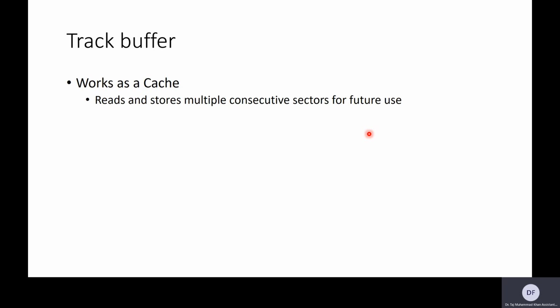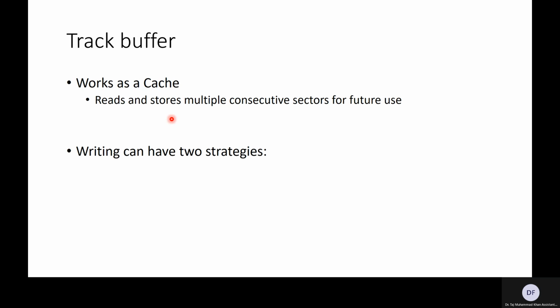Because this part of the hard disk, which is non-rotation based, will be much faster compared to the rotational hard disk. This cache within the hard disk is called the track buffer. The track buffer keeps the frequently accessed sectors, or sectors which it thinks will be accessed in the near future, inside the cache.